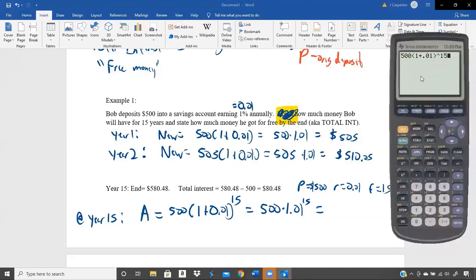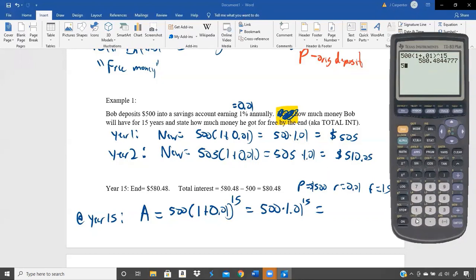Raised to the 15th power. Some of you may have to hit the times before the parentheses, FYI. And we get 580.48. See, Excel was only showing us to the nearest penny, but there were some tenths and hundreds and thousands of pennies in there. We just weren't seeing them because of the display. I could have changed the decimal precision to see that, but I didn't want it because money.